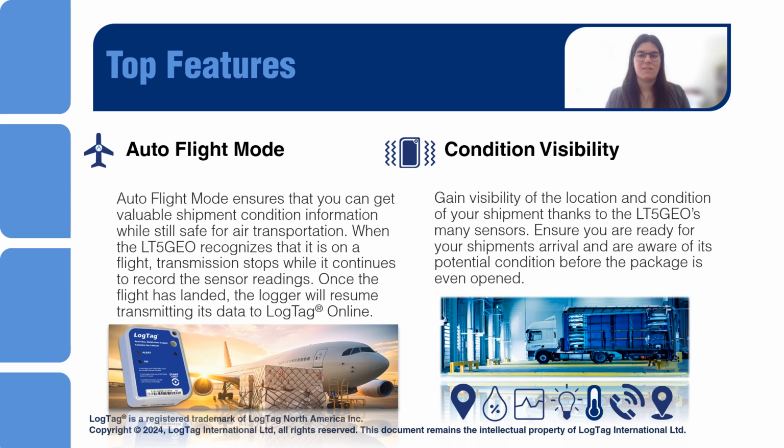Now, for condition visibility, if something goes wrong, it gives users the information they need to be able to assess what is unsafe for their products in the journey, and to be able to amend it for future journeys, getting to their destination safely and in tip-top condition. So this is using all of the LT5GEO's multiple sensors to be able to say this is the rough condition that your shipment is going to be in, and knowing that it is able to arrive to different destinations with different carriers safely.